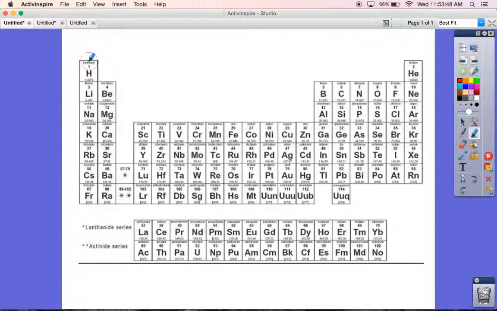Hydrogen sits atop group 1 but is not a member of that group. It is in a class of its own. Hydrogen is a colorless, odorless gas at room temperature. It has 1 proton and 1 electron in its one and only energy level. Hydrogen's outer shell can only hold 2 valence electrons.